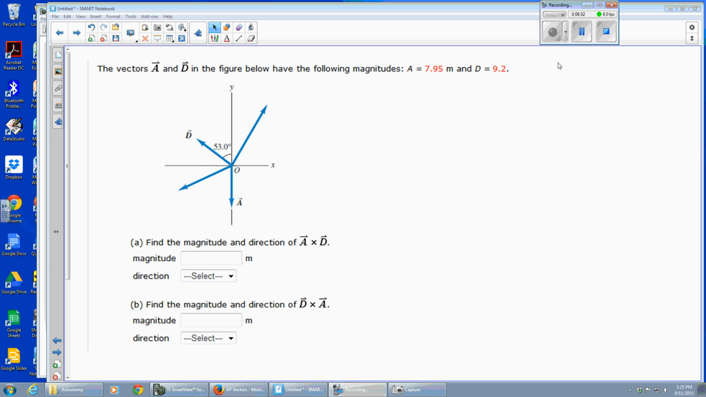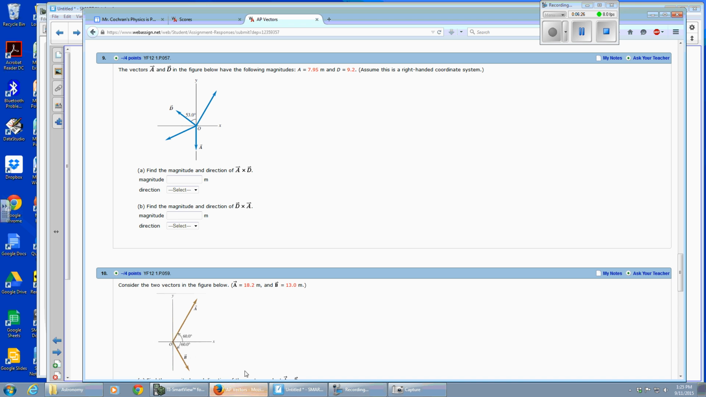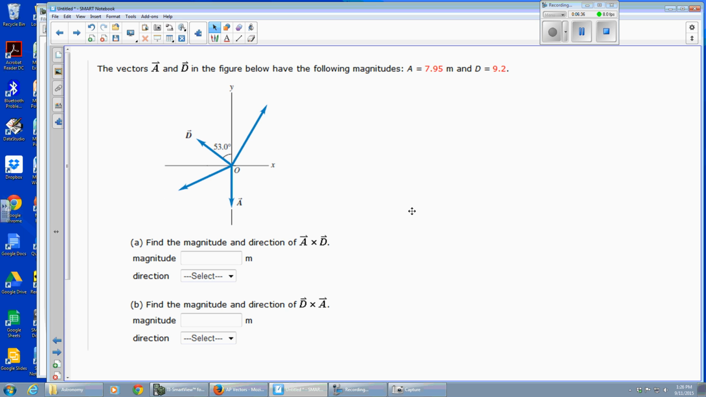Or I can do my three-fingered salute, where my forefinger goes down, my middle finger goes off to the left, and my thumb therefore goes into the board. Either way you think about it, your thumb is into the board. So that should be the Z negative direction. Let's see if that is right. Z negative. Yay! And now I just need to do the magnitude of that.